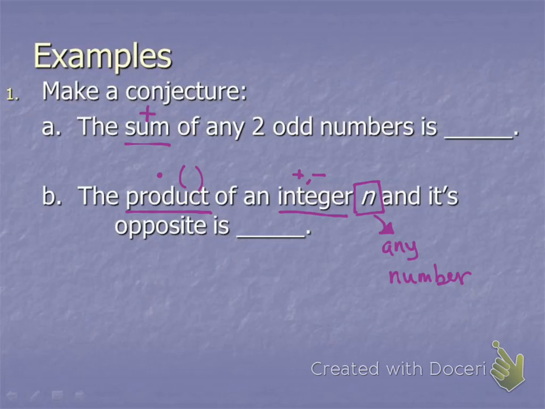Alright, so part A says the sum of any 2 odd numbers is blank. So I'm going to think of a few examples where I am adding odd numbers. Someone spit out an odd number. 5. Give me another one. Okay, 5 plus 7 is 12. Someone give me another odd number. 3. 1. 3 plus 1 is 4.